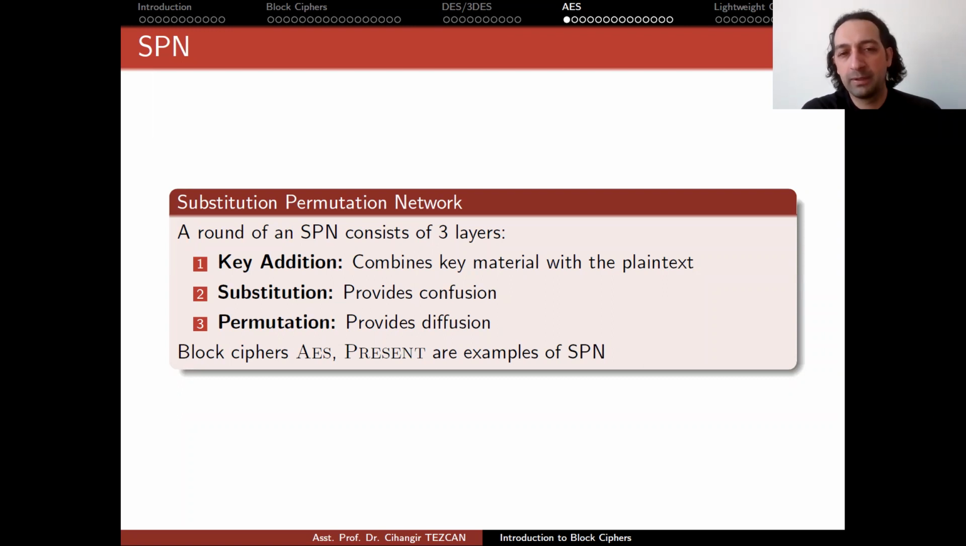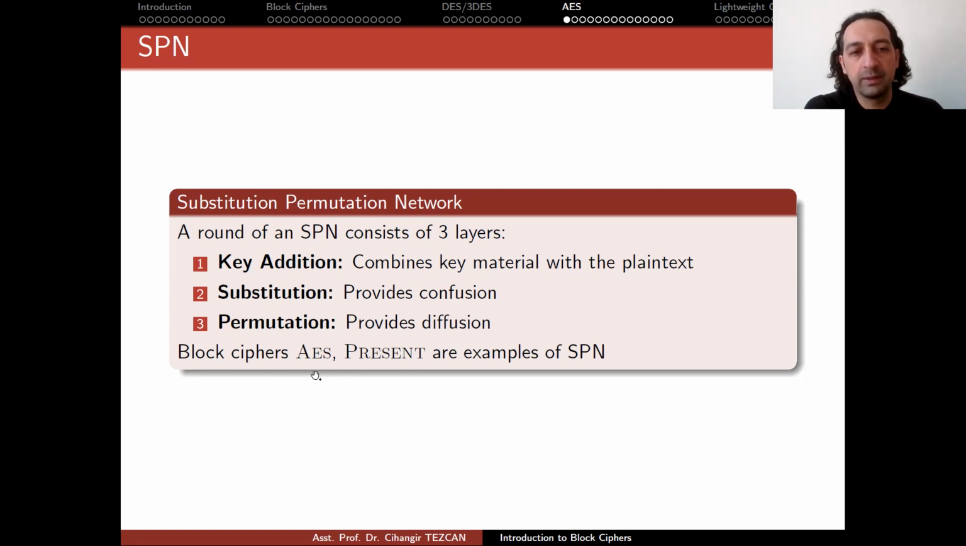So before seeing what AES is, let's recall what a substitution permutation network was. I want to remind you this because AES is a substitution permutation network. Recall that a round of an SPN cipher consists of 3 layers: key addition, where you combine your key material with the plain text; substitution, and this layer provides confusion; and permutation layer, which provides diffusion. So AES and PRESENT are examples of SPN.